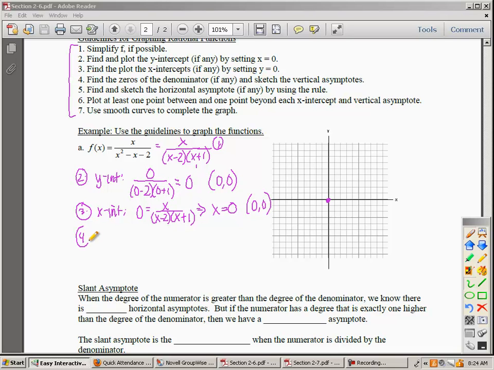Number 4, we're going to talk about asymptotes. We're going to talk about vertical asymptotes. We've already factored my denominator. So let's look at my denominator and say, well, my two vertical asymptotes then are x equals 2 and x equals negative 1. So at positive 2, I'm going to draw this vertical line, and I always dot my vertical line. And at negative 1, I'm going to dot that vertical line as well.